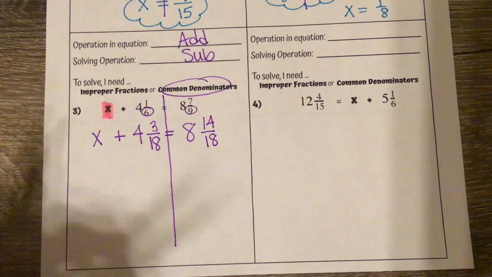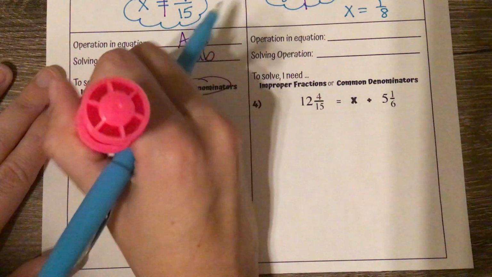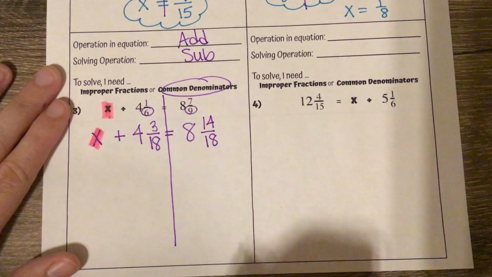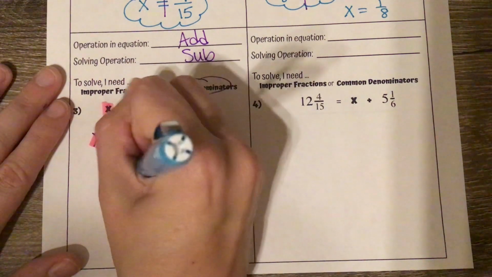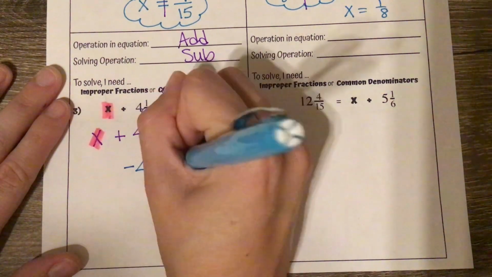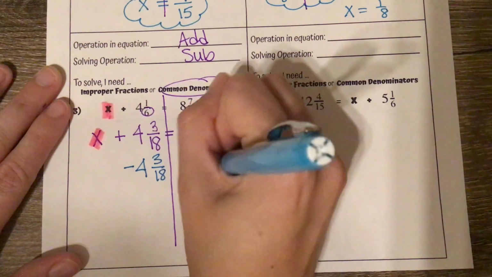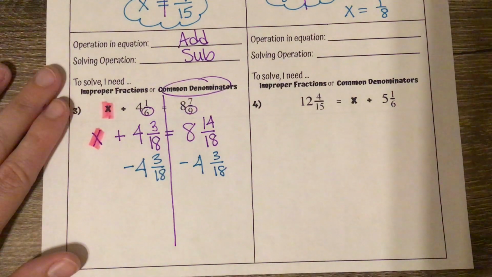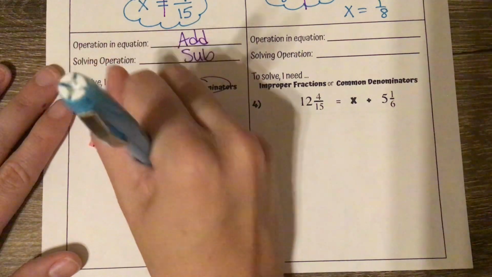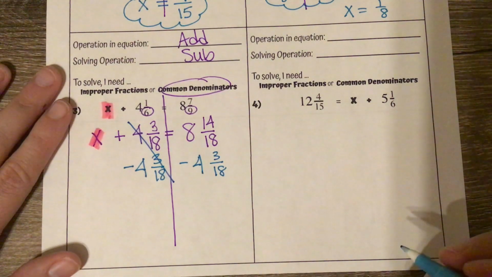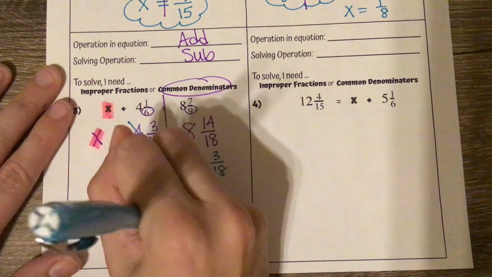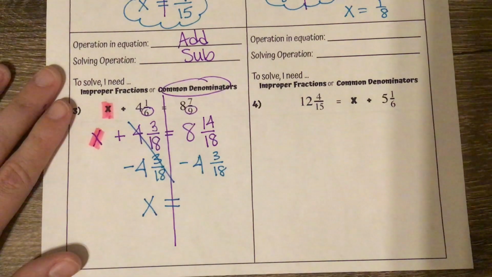Now I can go through my solving process. On the side with the variable, which is the left side, we were adding 4 and 3/18, so we're going to subtract 4 and 3/18 from both sides. On the side with the variable, it should cancel each other out. 4 and 3/18 minus 4 and 3/18 cancels out. We're left with just x.